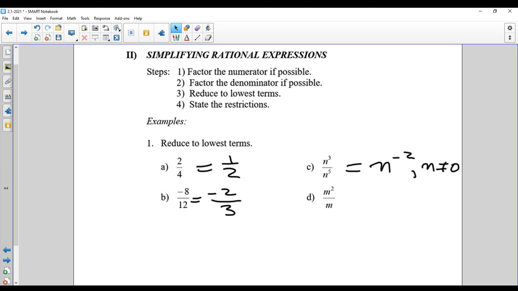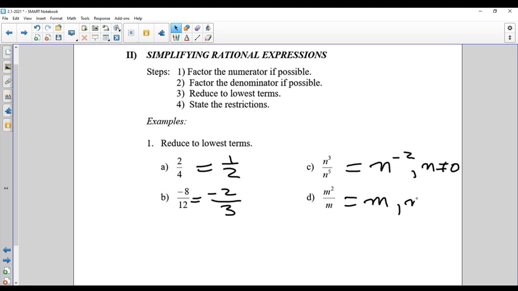m squared over m. Think about what Nakib just said a few minutes ago. Yes, Jay? Just m. Because what you're doing is what Nakib just said. You subtract the two exponents. So it's m squared, taking the 2 and minusing the 1, which gives us just simply m. But again, what value of m is disallowed? What value of m is restricted? Yes, 0. Thank you, Naomi. m cannot be equal to 0.